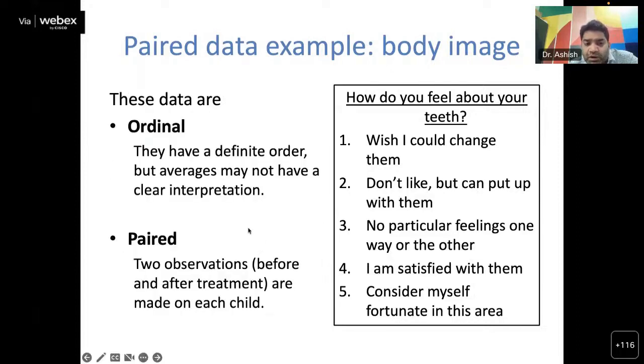So these data are ordinal. They have a definite order, but averages may not have a clear interpretation because it is based on the ranks. Okay, we have two observations, before and after treatment, for each child.